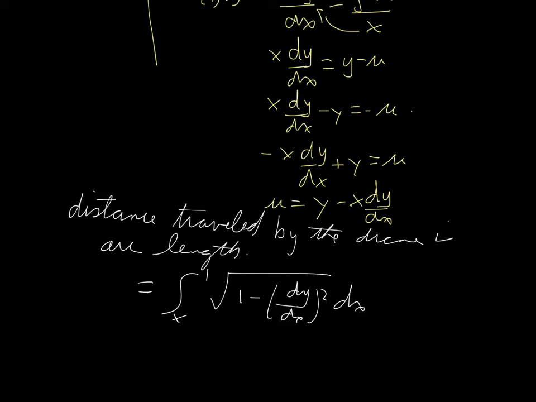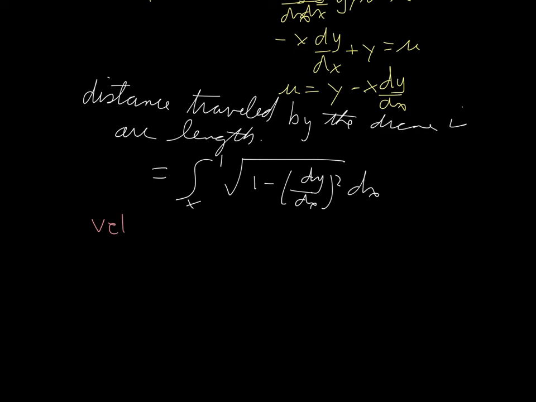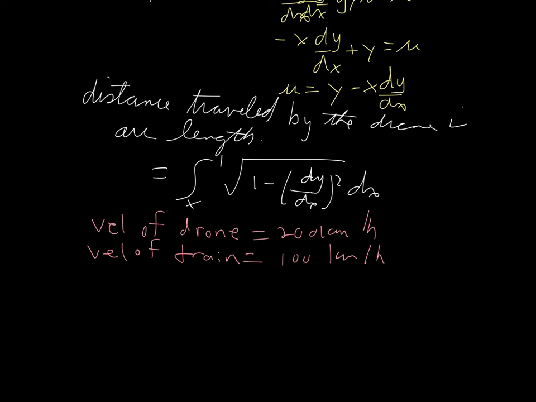So the other thing that we know is that the velocity of the drone and the train were given to us. And so we can say that the velocity of the drone is 200 kilometers an hour. The velocity of the train is 100 kilometers per hour.